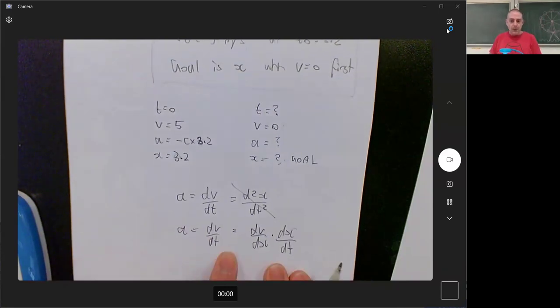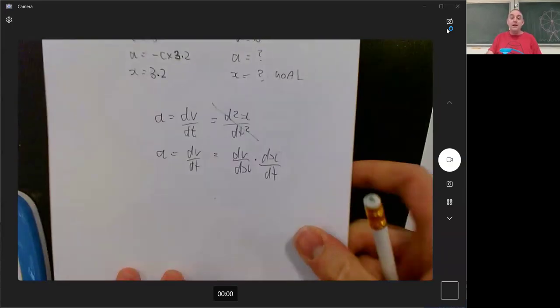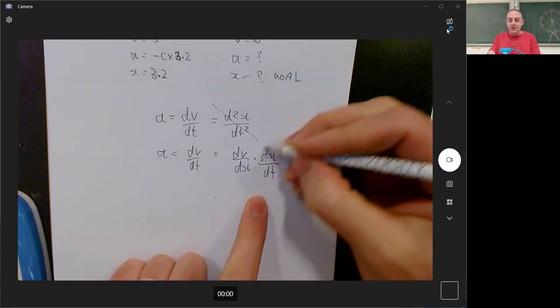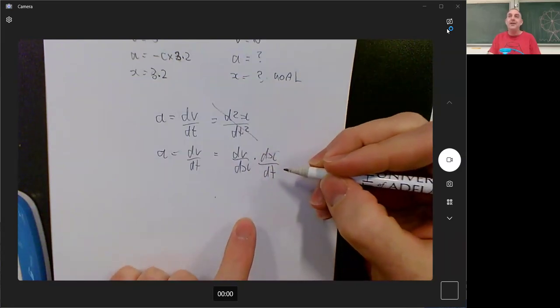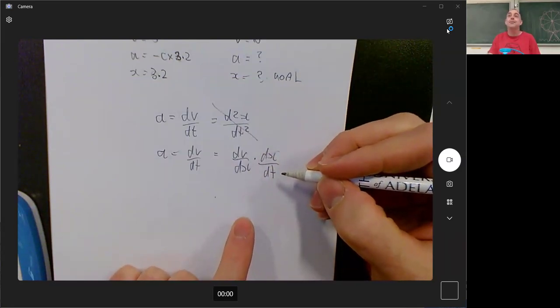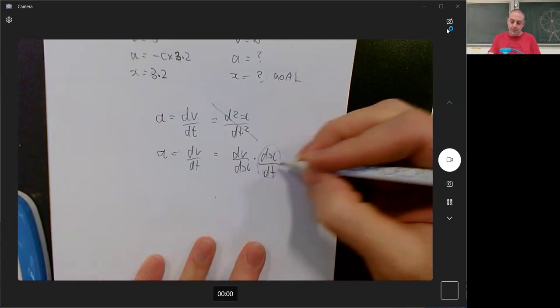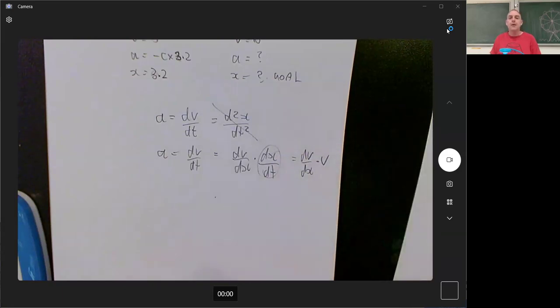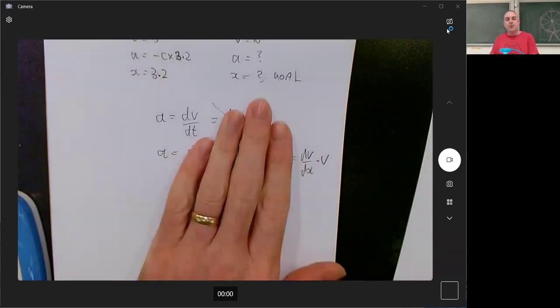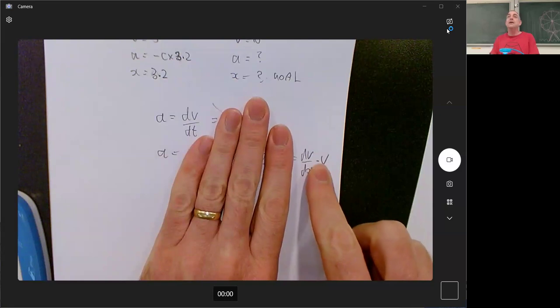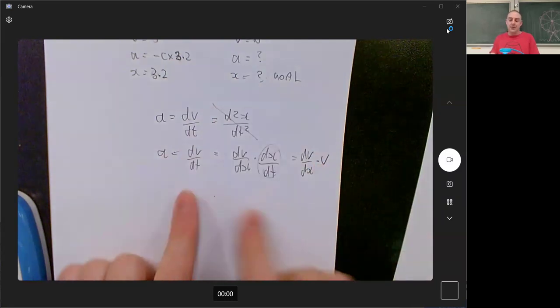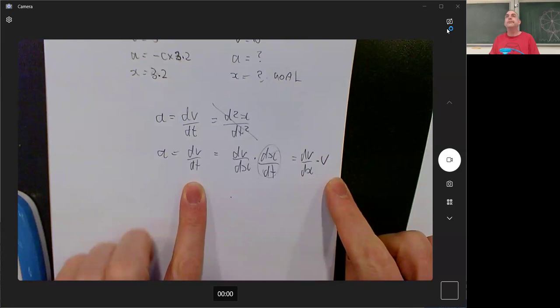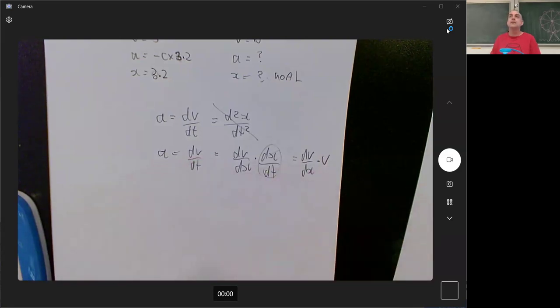Okay, so that's got an x in it. We're just going to plonk one in there, and dx on dt is also v. So some people are capable of remembering this directly. I am not. I have to go through this path to get there.